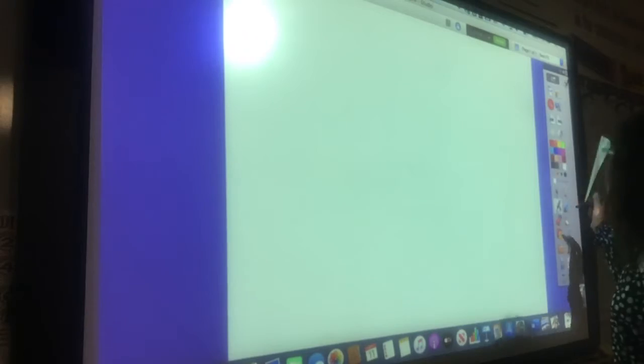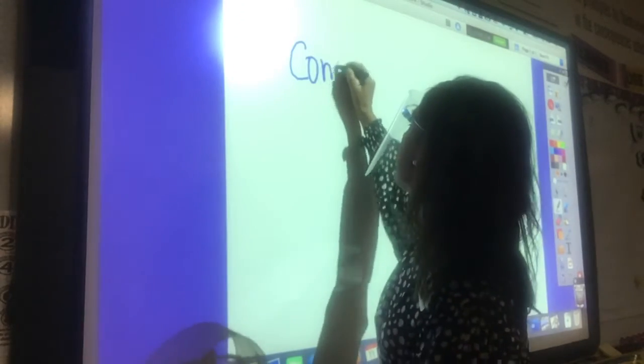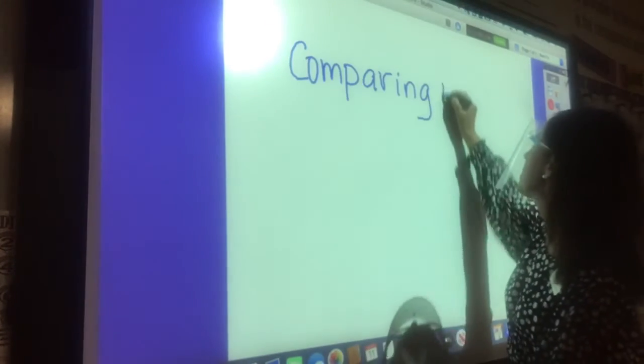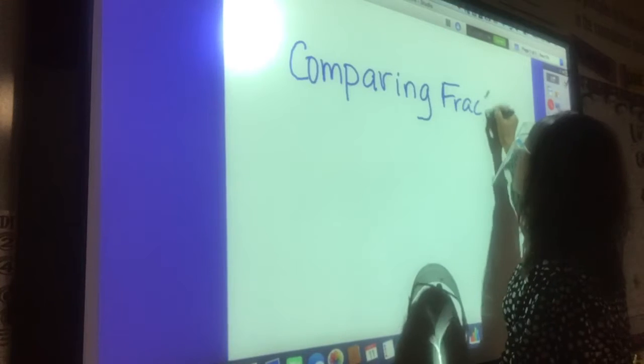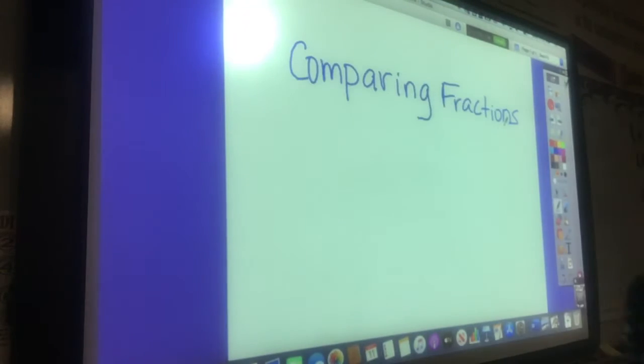So if you'll put at the top of your next empty page, comparing fractions. Okay, comparing fractions. Okay, and there's a really, really easy way to do this. Comparing fractions.